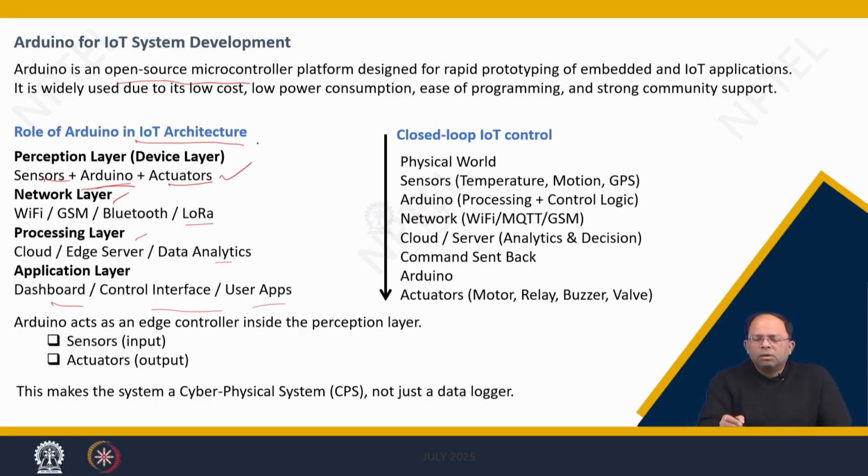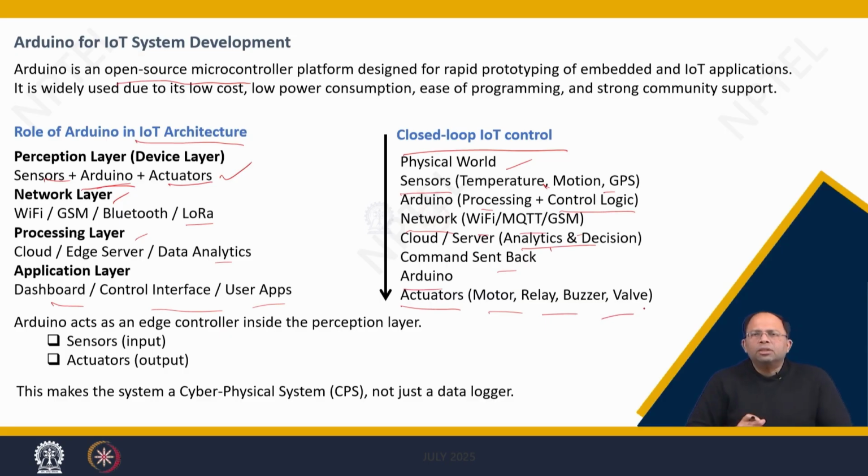And talking about closed loop IoT control, we have the physical world. We are using sensors. We can measure different things like temperature, motion, GPS, and then Arduino is the one which is processing the signal and then using control logic to decide what to do. Then it can connect to the internet via Wi-Fi, MQTT, GSM, and so on, and can send the data to cloud servers for analytics and decision making. And sometimes you receive a command back from there, and also either because of its control logic or because of some command coming back from the server, Arduino receives those, and it can actually operate some actuators like motors, relays, buzzers, and valves.